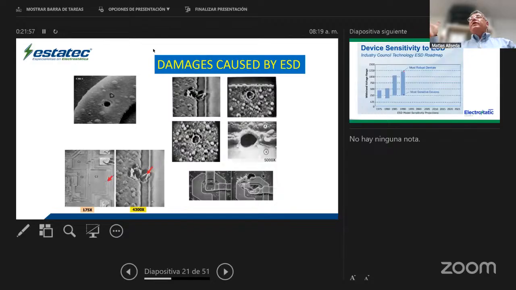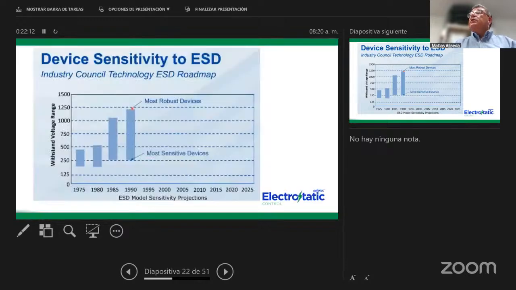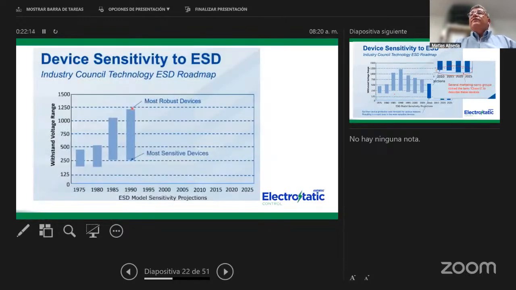So, sorry if I'm being rude, but I want to show photographs of ESD failure inside the microscopic transistor. So, this is the story of the sensitive device and ESD.